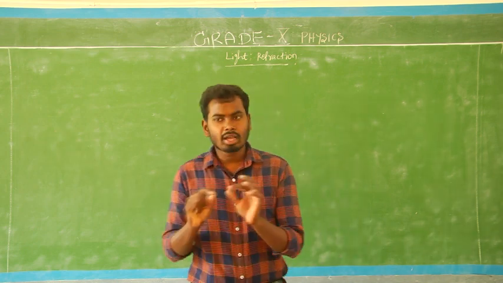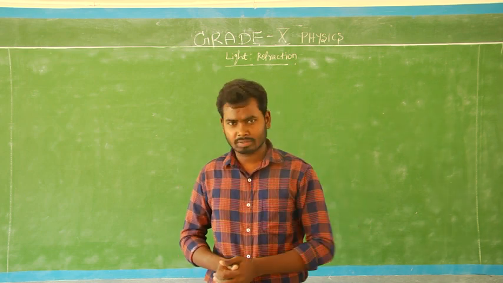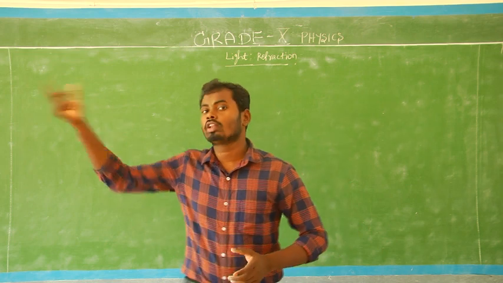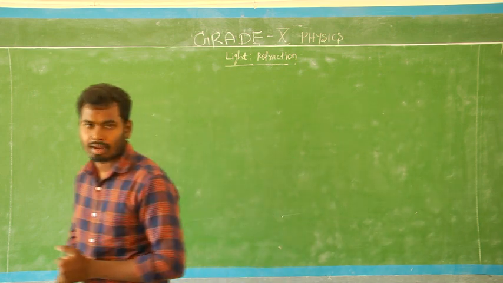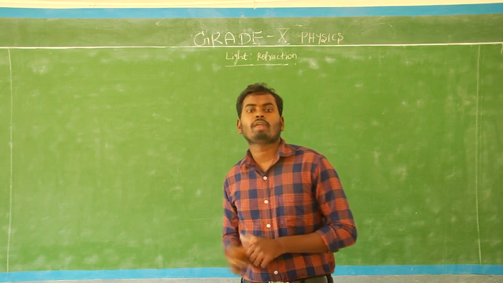We can measure the refractive index in two ways. First one is relative refractive index. Second one is absolute refractive index. Last class we have seen up to relative refractive index. So now we are going to see absolute refractive index.